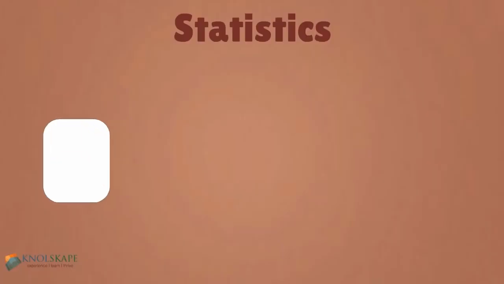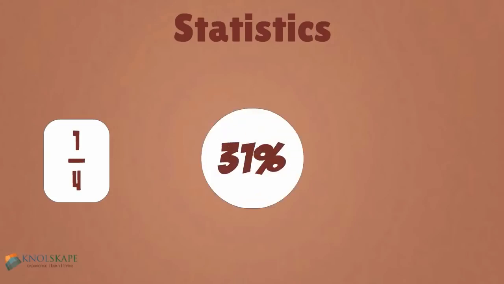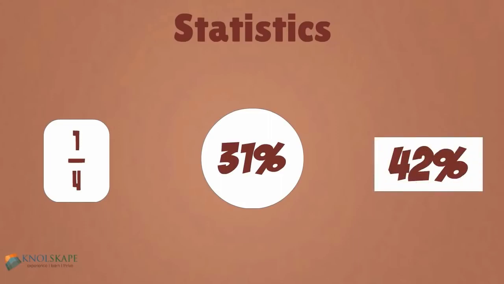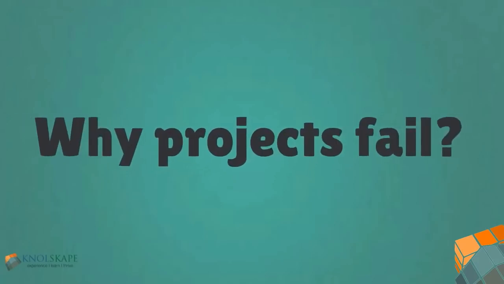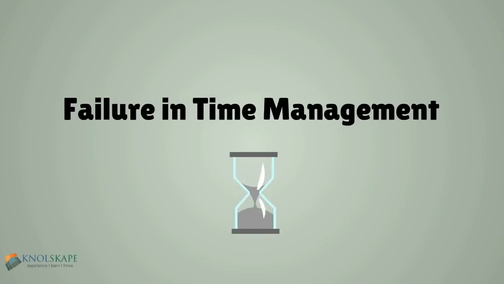Here are the statistics. Only 1 out of 4 projects that enter development make it to the market. 31% of the IT projects are cancelled before completion. Large organizations net only 42% of the original features and functions in the end product. Why do projects fail? Failure in projects can be due to various reasons. Let's see some of them.